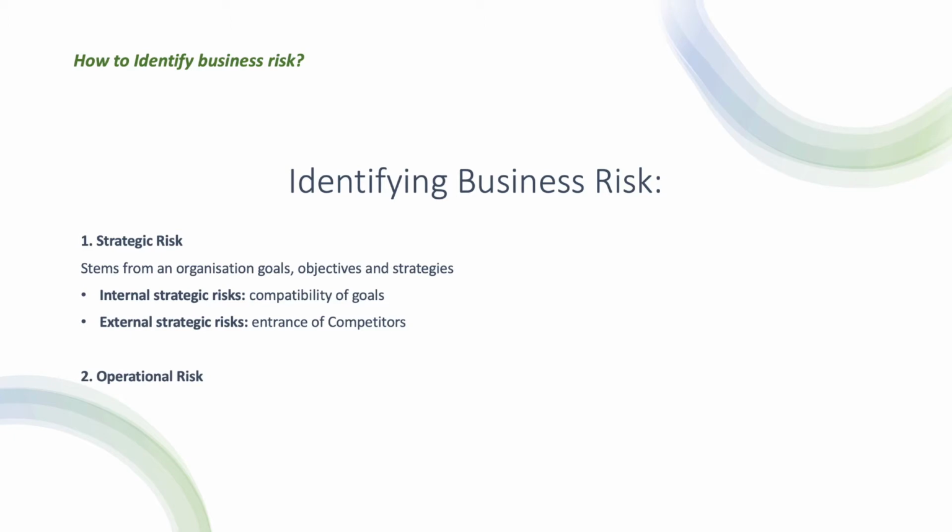The second one is operational risk. This is a risk that stems from processes, people, systems, or events.